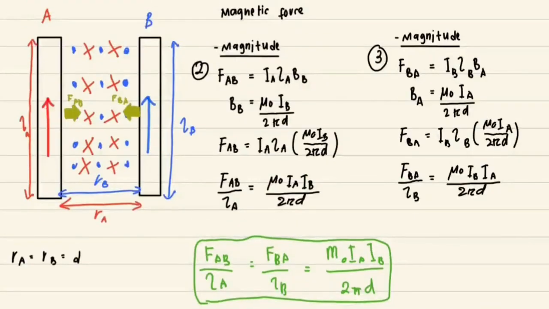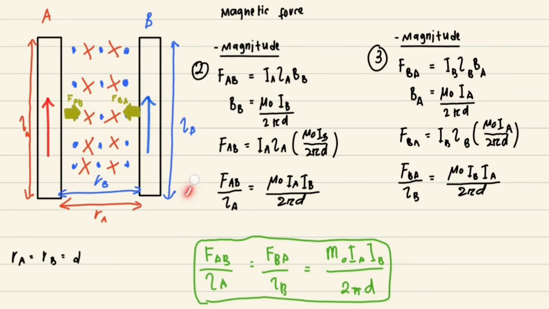Okay, so now we will be deriving and explaining the equation used to determine the magnitude of magnetic force experienced by a current carrying conductor interacting with the magnetic field produced by another parallel current carrying conductor. As you can see here, this is FAB and this is FBA. FAB stands for magnetic force acting on A by B, and FBA is vice versa.